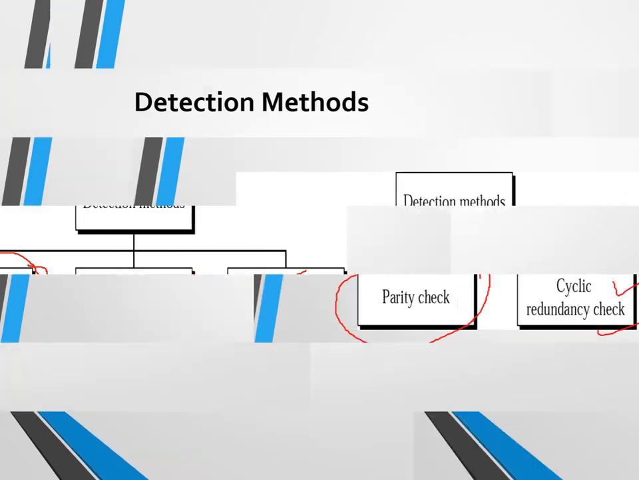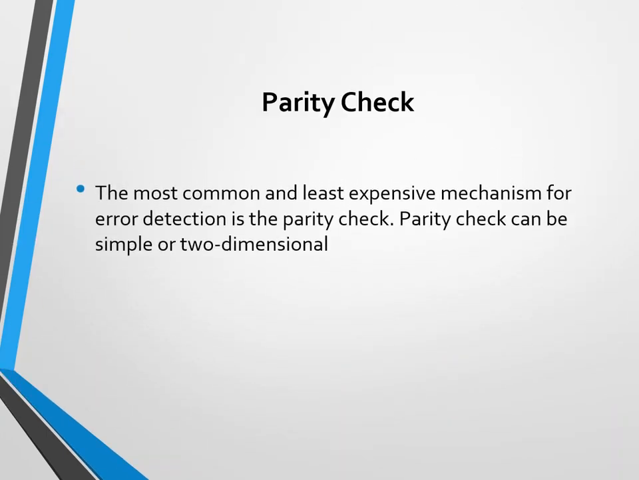Students, what is meant by a parity check? This is the most common and the least expensive method or mechanism for the detection of error. That is called a parity check. Parity can be simple or it can be two-dimensional. Here parity has two types: one is the simple and another one is the two-dimensional parity.